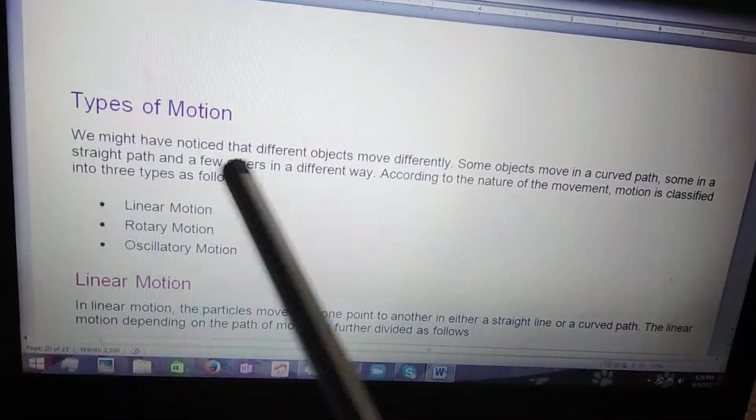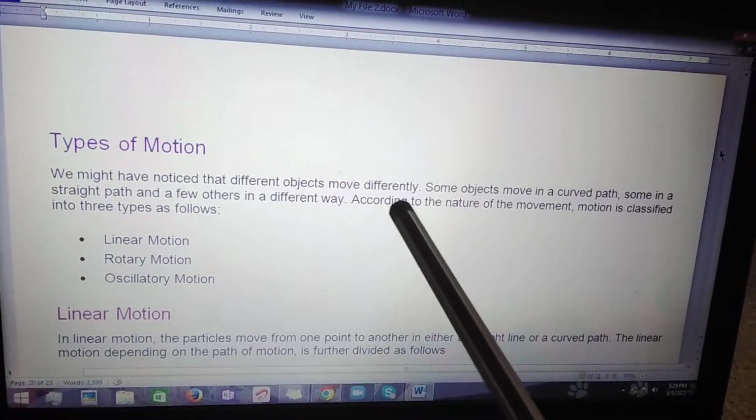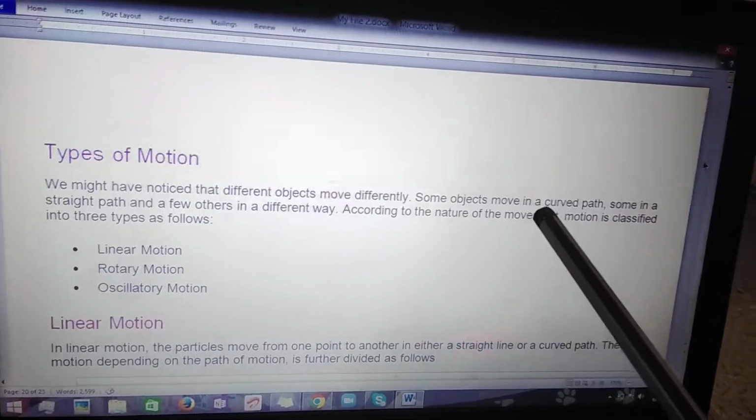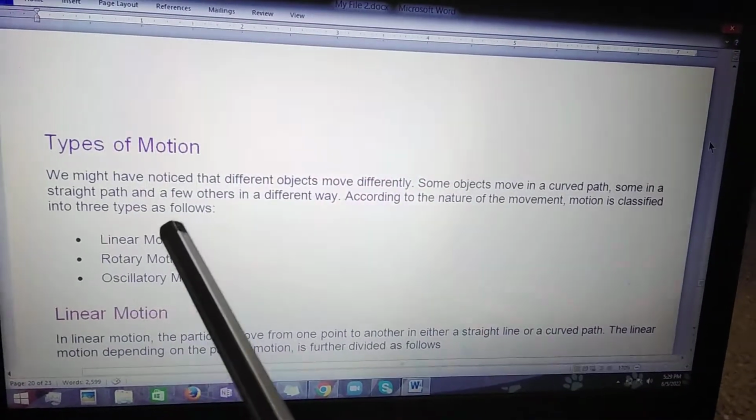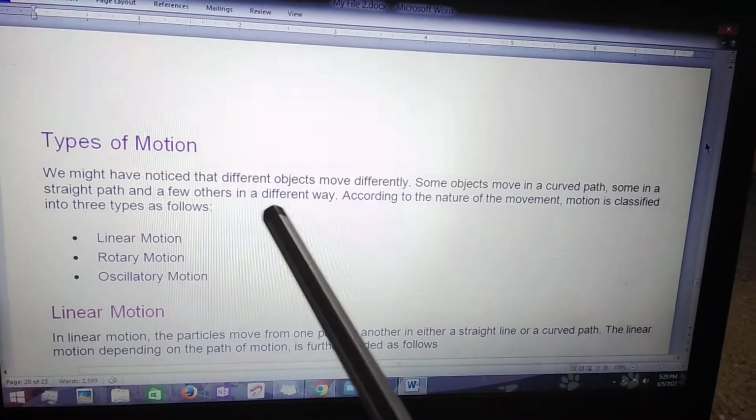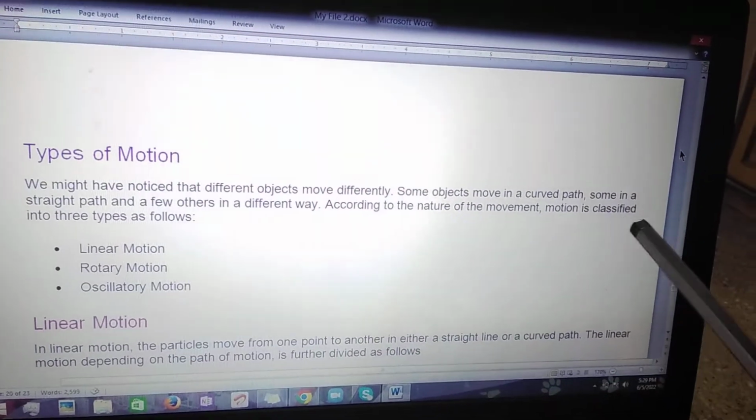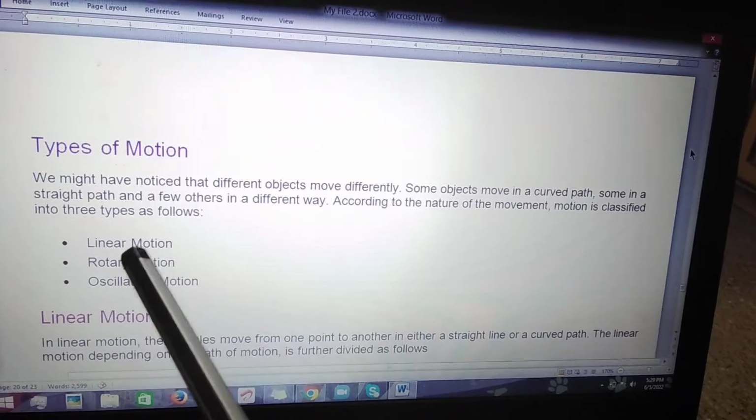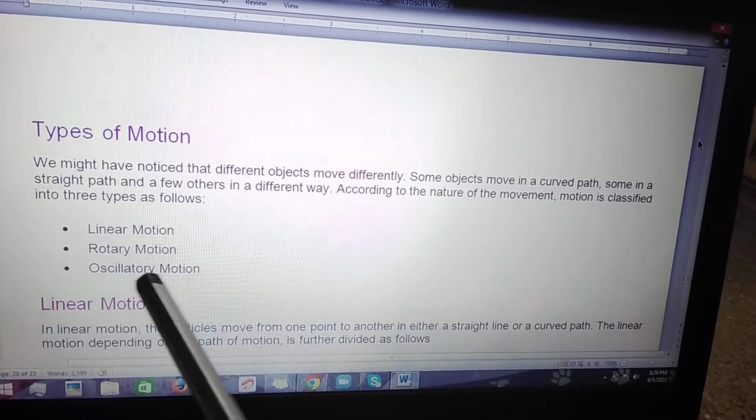Types of motion. We might have noticed that different objects move differently. Some objects move in a curved path, some in a straight path, and few others in a different way. According to the nature of the movement, motion is classified into three types as follows: linear motion, rotatory motion, oscillatory motion.